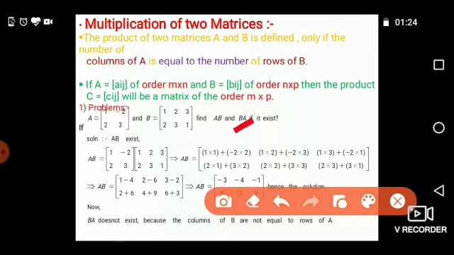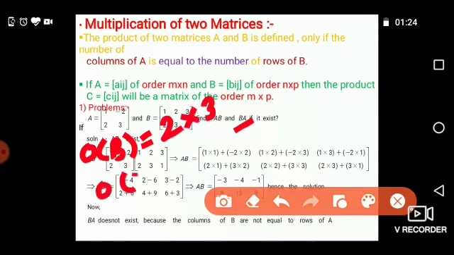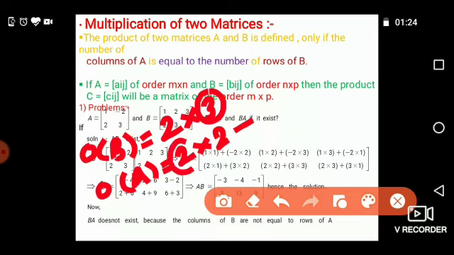Since the first matrix is B, I will write the order of matrix B, which is 2 cross 3. You have to check whether BA exists first. Now the order of A is 2 cross 2. Dear students, you can find here that the number of columns in the first matrix is not equal to the number of rows in the second matrix. These two are not the same.